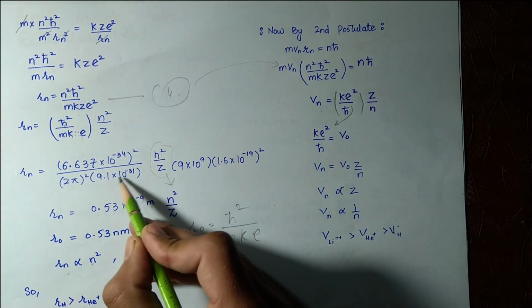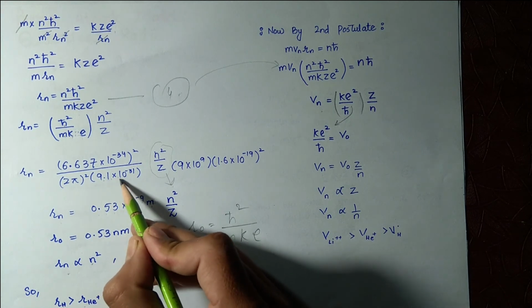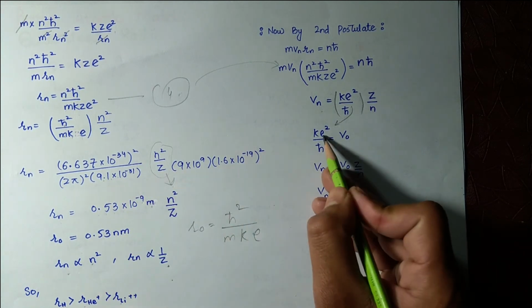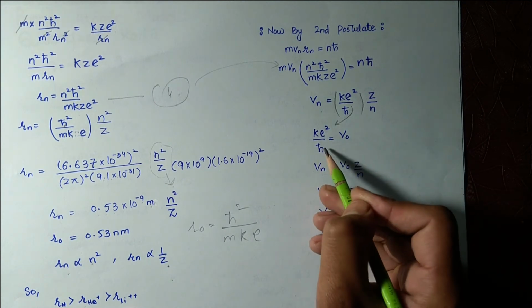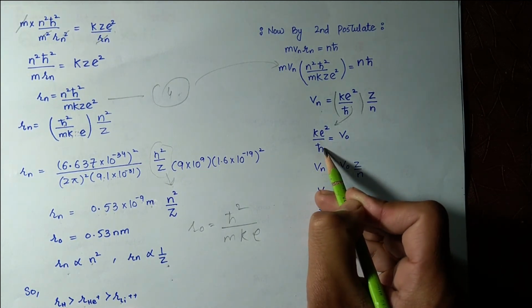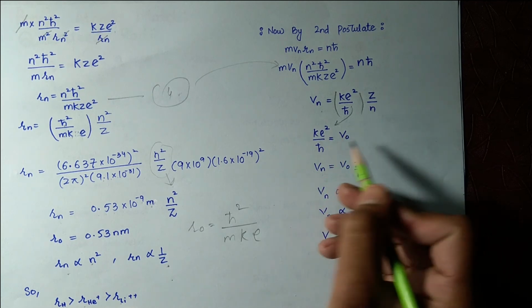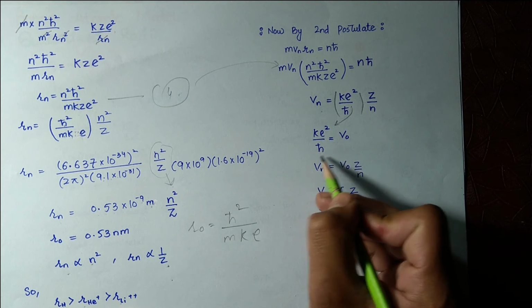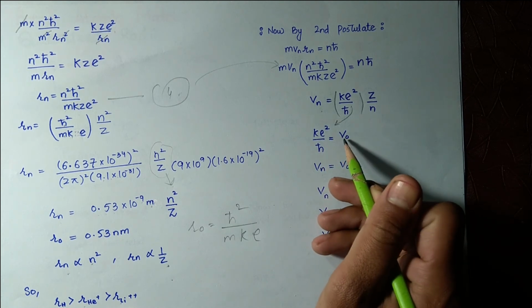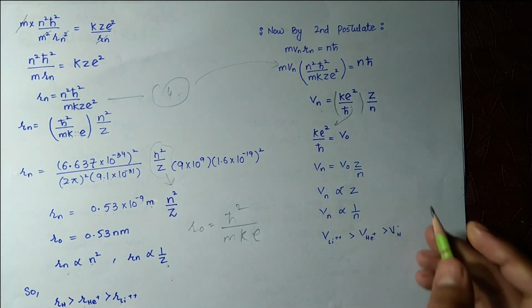You can put the value of m as 9.1 multiplied by 10 raised to the power minus 31, e as 1.67 multiplied by 10 raised to the power minus 19, and h cut as 6.637 multiplied by 10 raised to the power minus 34 divided by 2 pi. So you can find out the value of this v naught.